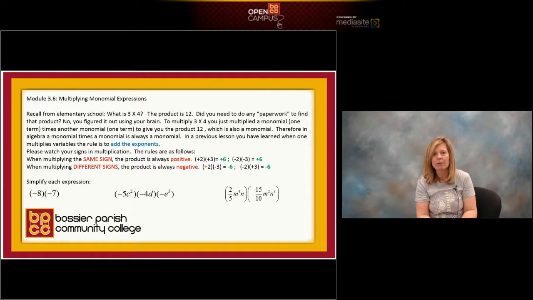The second thing we got to remember when we're multiplying is if we're dealing with variables, letters, the rule is we've already learned to multiply letters, all the letter X or all the letter Y, you add the exponents. So we're going to put all that together now and we're going to work multiplying monomials.